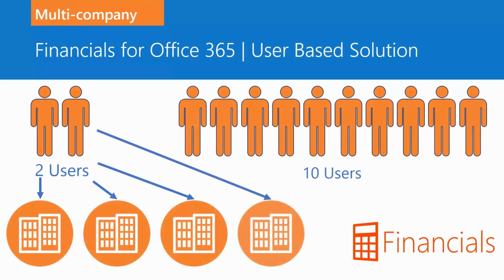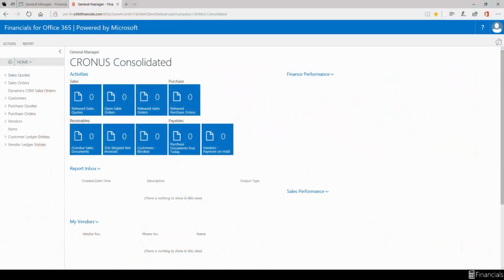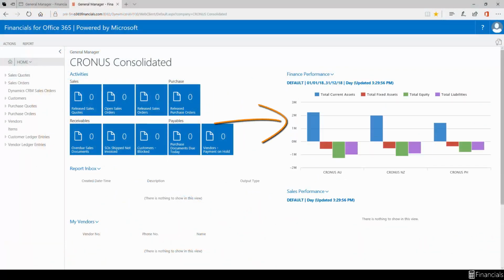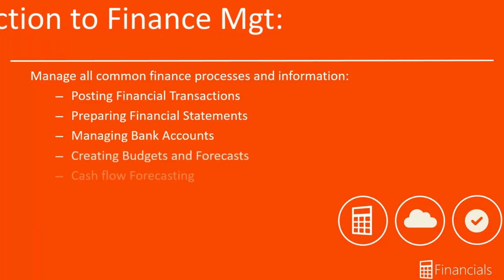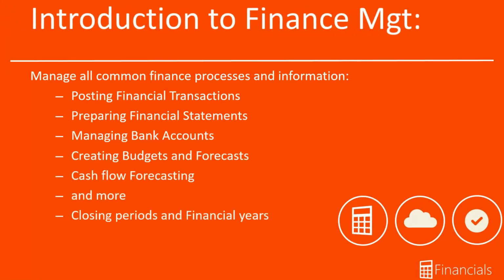You can run as many companies within Financials for Office 365 as your business requires, with no change to your subscription price. These companies can be uniform, with standardized chart of accounts, or standalone, with a unique chart of accounts structure. All of this is available within Financials for Office 365, and we can't wait to show you more.